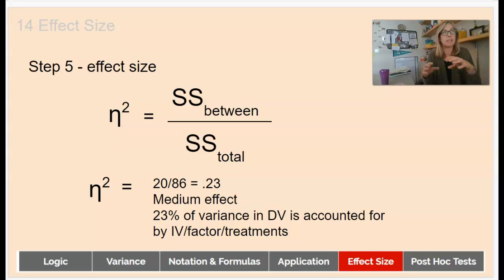And what that means is of the variance that's going on, 23% of it is due to your treatments. So 23% of the differences or variances you see in your DV is accounted for from your IV or your factor or your treatments. So I hope this extra example was helpful. Thanks.